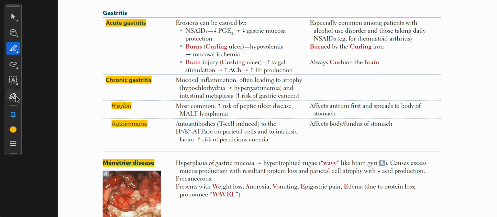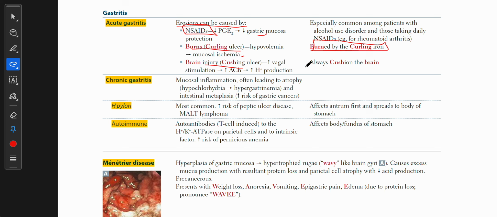And in acute gastritis, what can cause the erosions? The erosions can be due to NSAIDs, which decrease protective factors. The defensive mechanisms of our gut are outcompeted by offensive mechanisms, like NSAIDs, burns in Curling ulcer, and also brain injury in Cushing ulcer. That will decrease PGE2, and that will decrease gastric mucosal protection. And in burns there is Curling ulcer, burn by Curling, you can remember it like that. In that case it causes hypovolemia due to mucosal ischemia.